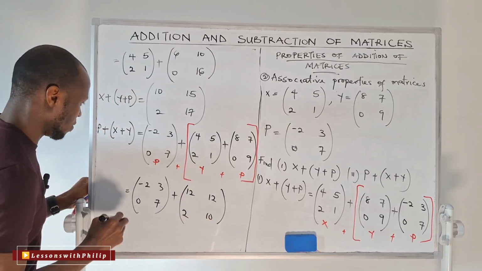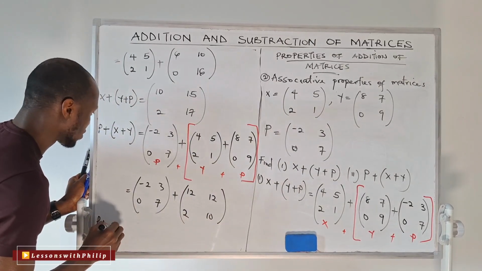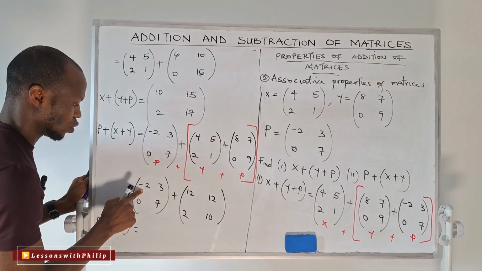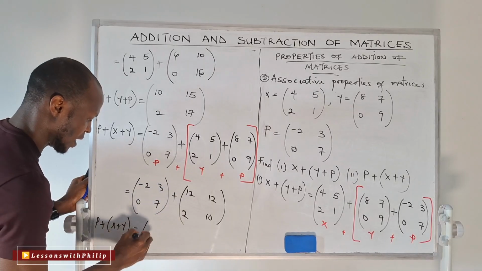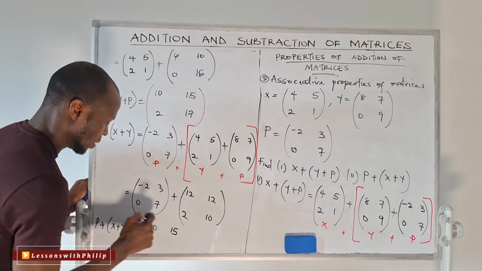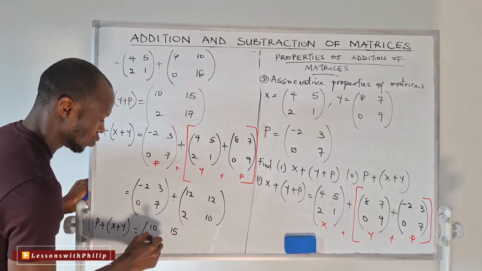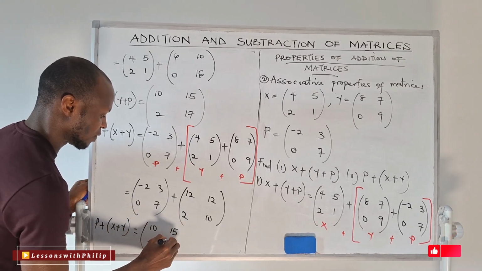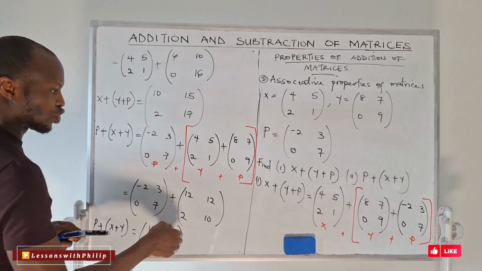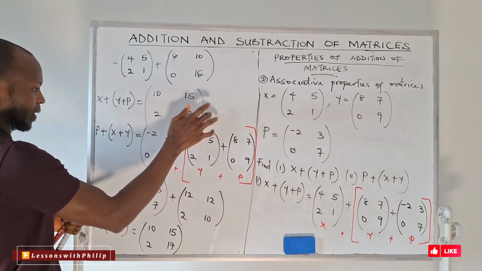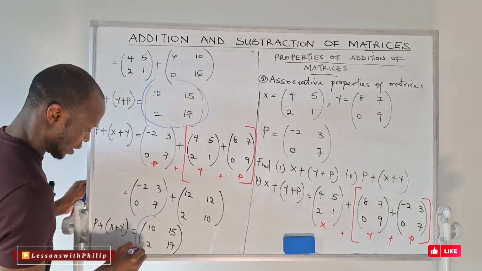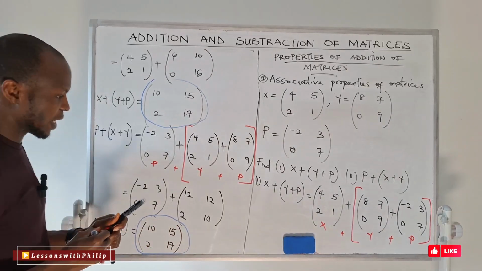So automatically, my P plus my X plus Y will now be equivalent to -2 plus 12, which gives us 10. 3 plus 12 will give me 15. 0 plus 2 will give me 2. 7 plus 10 will give me 17. All right? If you check this answer and the first answer, you observe that we're getting the same answer.